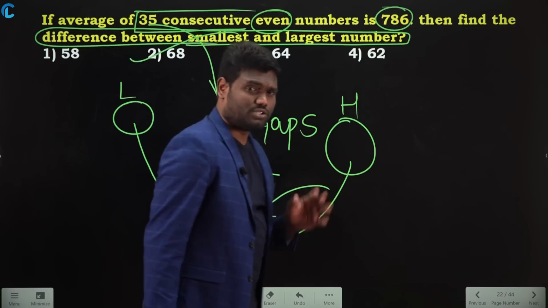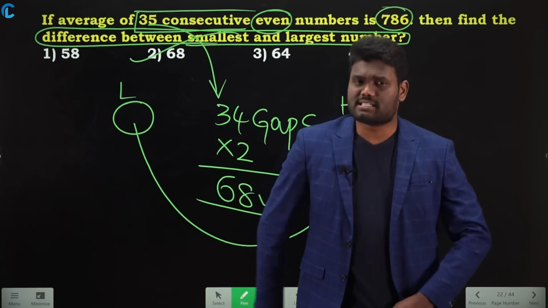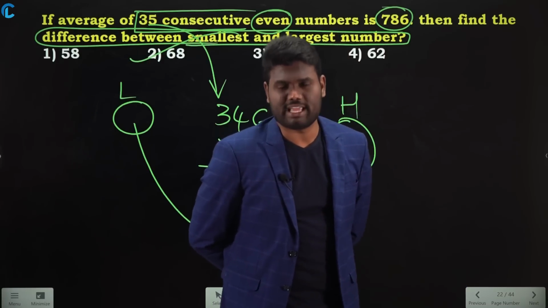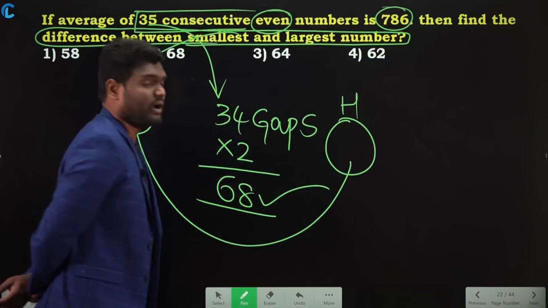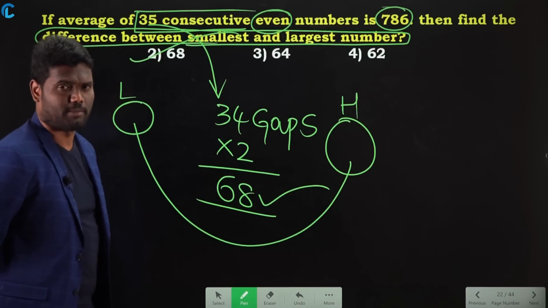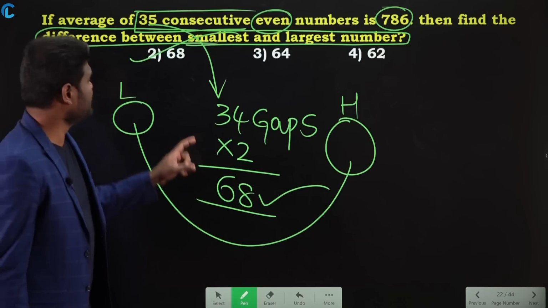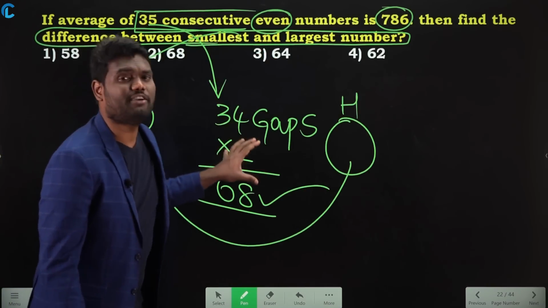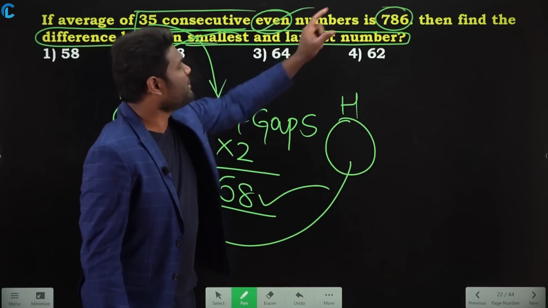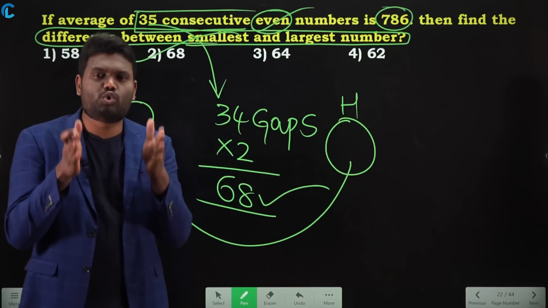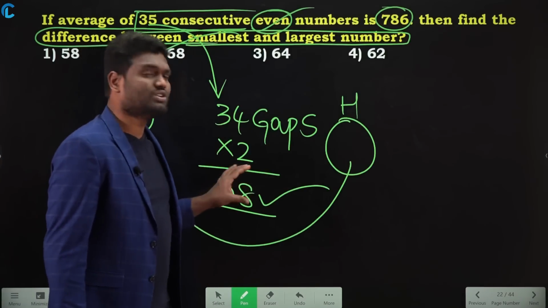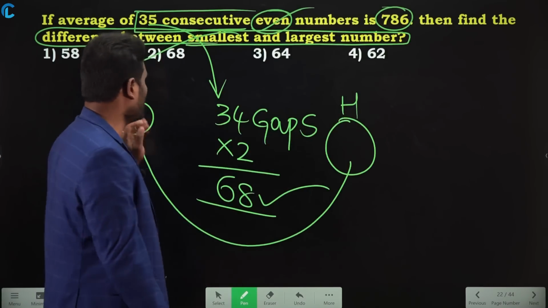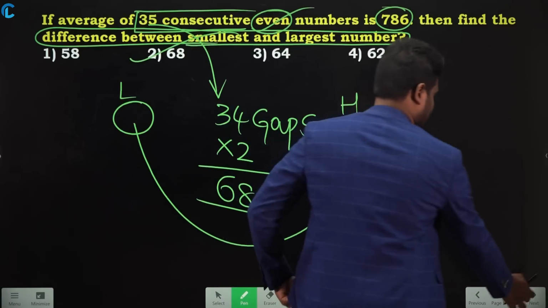Why? Because the question is not about the highest number or the lowest number. They are asking just what is the difference between the highest number and the lowest number. 35 consecutive even numbers will have 34 gaps. As they are even numbers, each gap will have a difference of 2. So 34 into 2 is 68. So the highest number and lowest number difference is nothing but 68.